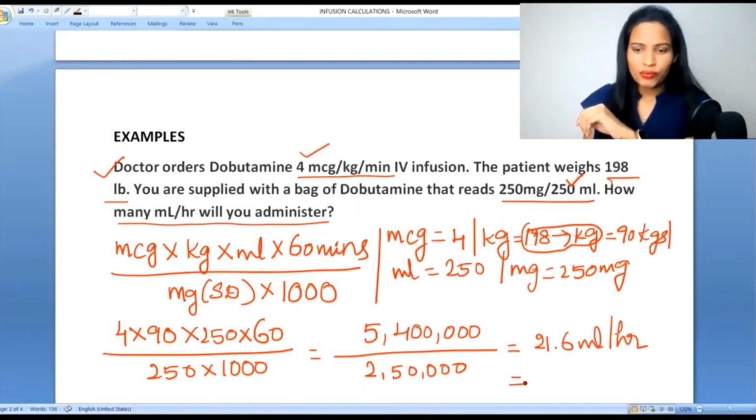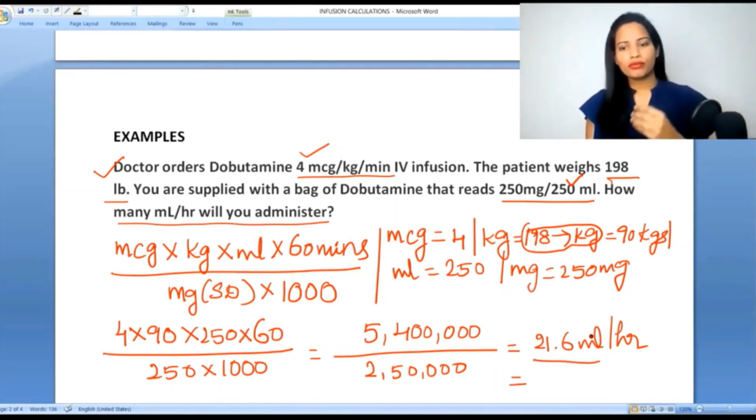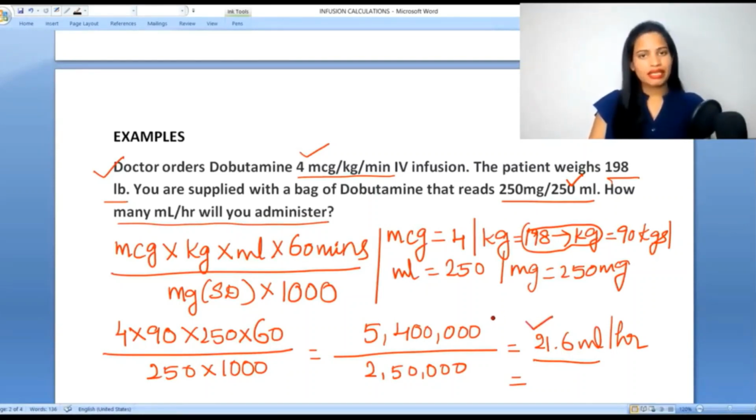And now if we round it up, it doesn't need to be rounded when we are giving it through the infusion pump, so the machine will make it easy for you to go with the drops also. 21.6 ml can be kept, so it doesn't need to be rounded. In case you wanted to round it up, the answer would be 22 ml per hour. So this is our answer.